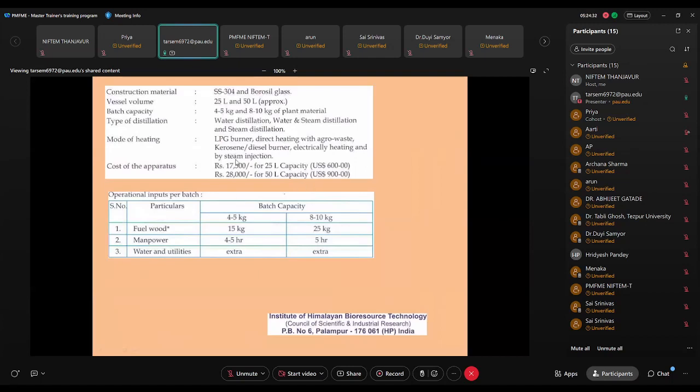This cost may have further inflated because these data are slightly old. For 4 to 5 kg, it will require 15 kg of fuel wood for one batch, and one person will be required for 4 to 5 hours for this extraction. Water and other utilities are separately required. So these are the specifications of this machine along with its cost. The exact cost may be obtained from the institution where this machine was developed, or from some manufacturer who is manufacturing these units at the commercial level.